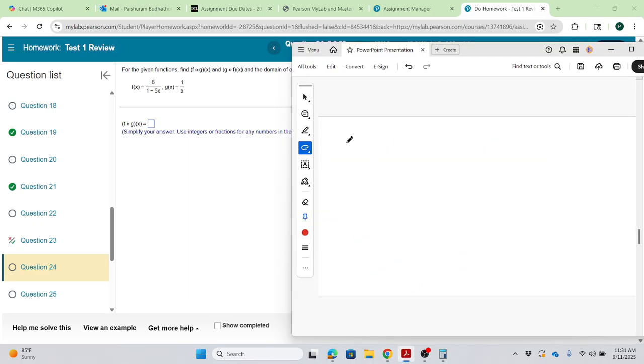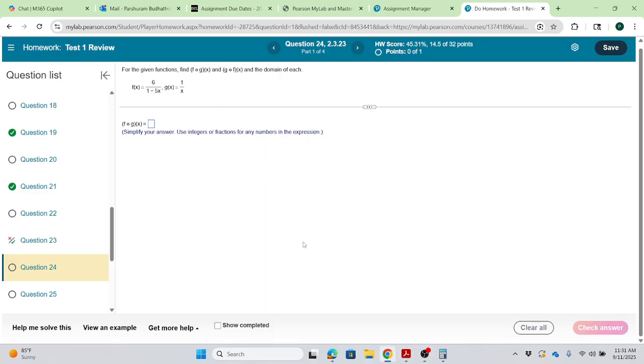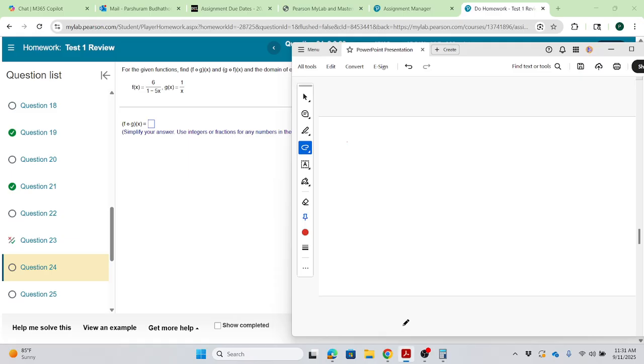So find the composition of f composite g of x, finding the value of f at g of x. So go to the formula for f, and wherever you see x in that formula, replace that by the value of the function g of x. So 6 over 1 minus 5 times g of x, which is 1 over x.